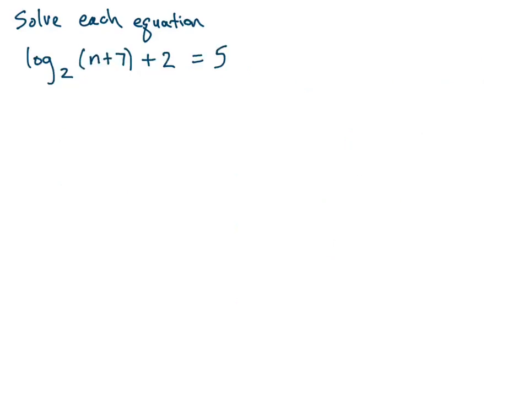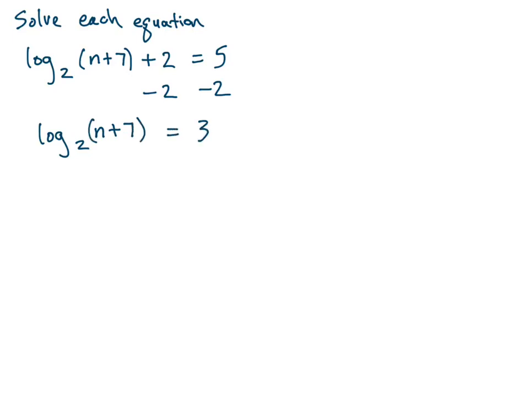And in this problem, they have a step on the inside and the outside of the log, but we have log base 2 of n plus 7. That n plus 7 is inside that logarithm, and the plus 2 is not. And then, of course, equals 5. So if I can do any add or subtract on the outside of the log first, I will. So I'm going to go ahead and subtract 2 on both sides. So log base 2 of n plus 7 equals 3.